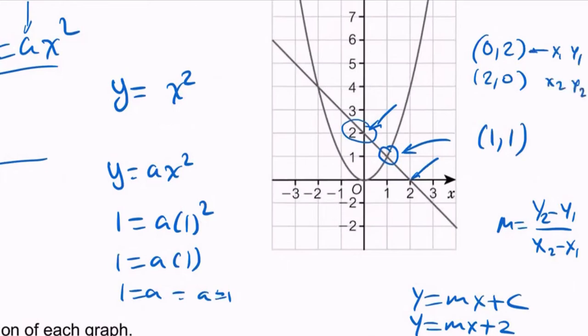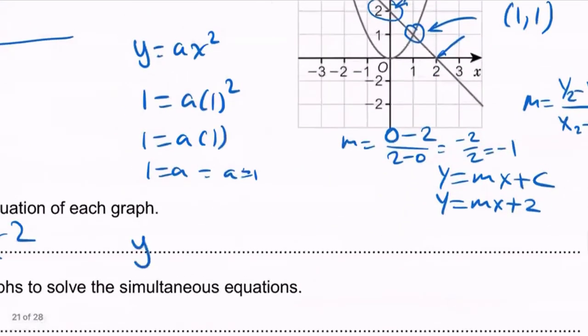So y2 is 0, so m equals 0 minus 2 over 2 minus 0. So minus 2 over 2, so m equals minus 1, so the line is y equals minus x plus 2. Okay.